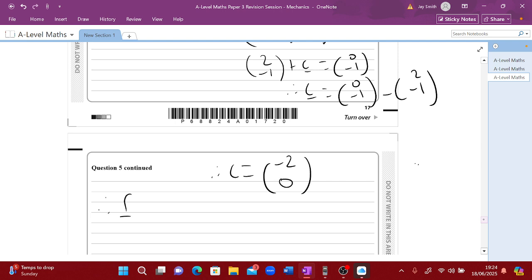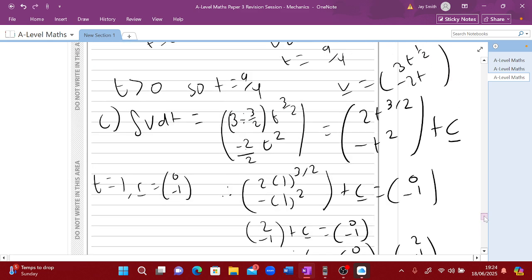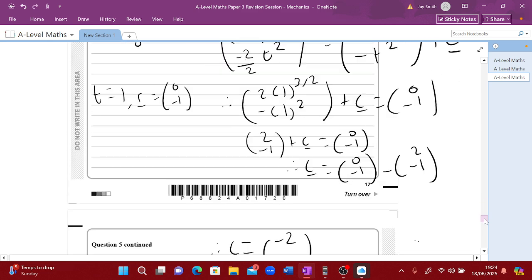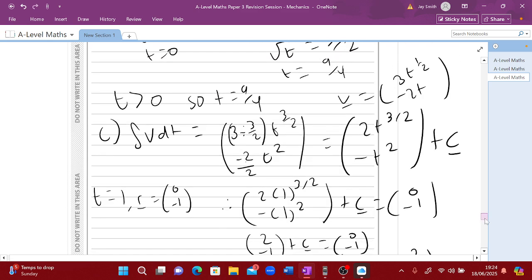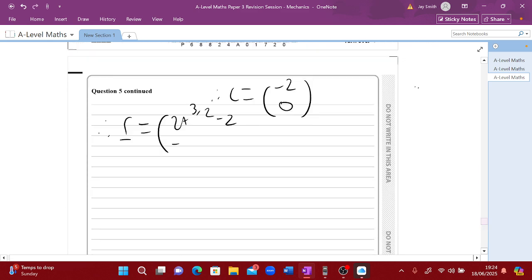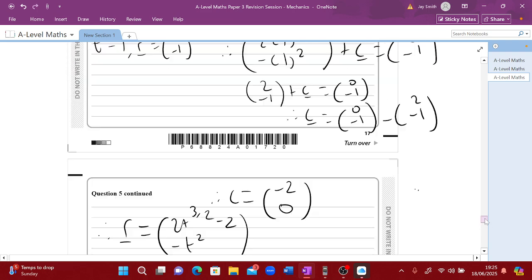So then let's restate it. Our overall displacement vector r is going to be 2t to the 3 over 2, but then we have this component of minus 2 afterwards. And then we also have the other component of minus t squared, but there's a 0, so we add in 0. That's pointless, so we just leave it there. And there we are. That's our expression for r.